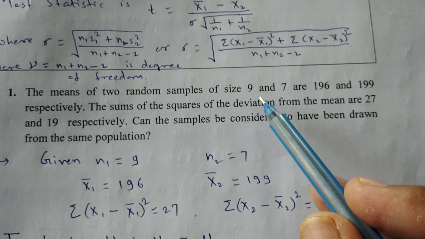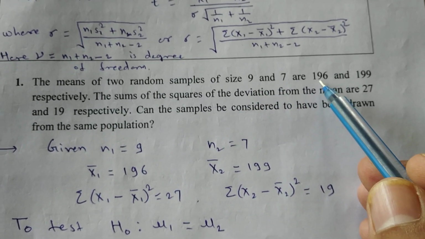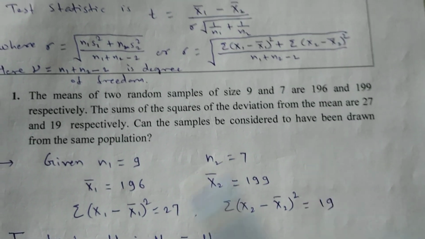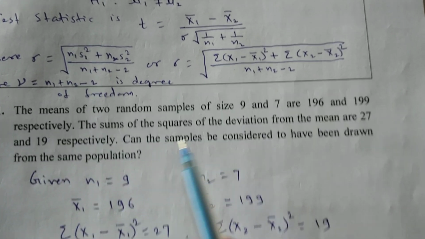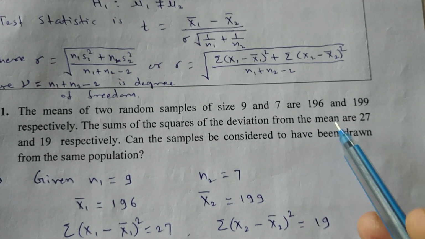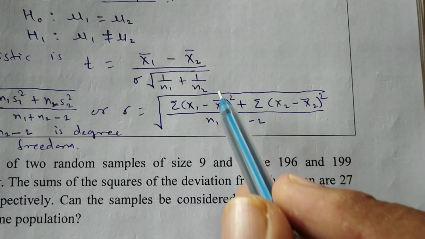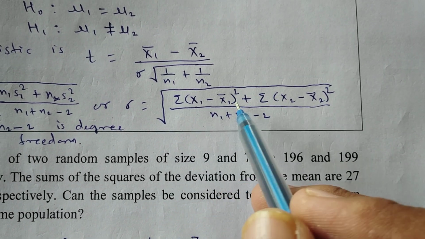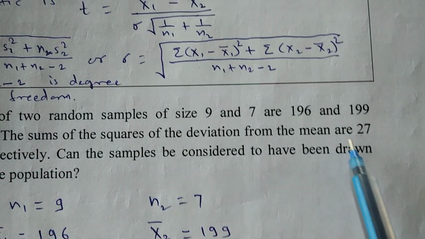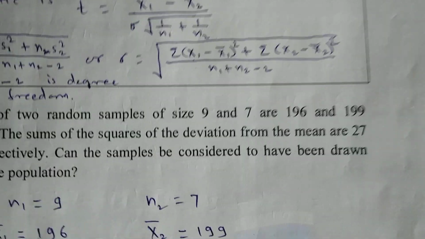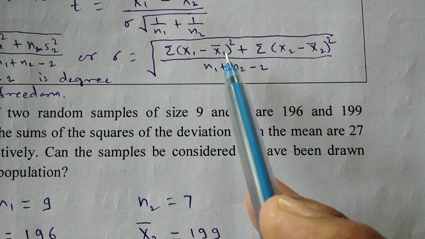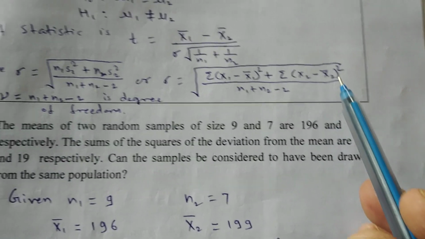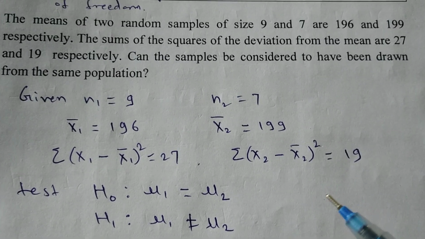So what are the given things? n1 is 9 and x1 bar is 196. n2 is 7, x2 bar is 199. Now one more thing is given here: sums of squares of the deviations from the mean. You can read this summation as sum of squares of samples from mean. So sums of squares from mean are 27 and 19. That is, summation of x1 minus x1 bar square is 27 and summation of x2 minus x2 bar square is 19. So these are the given things.